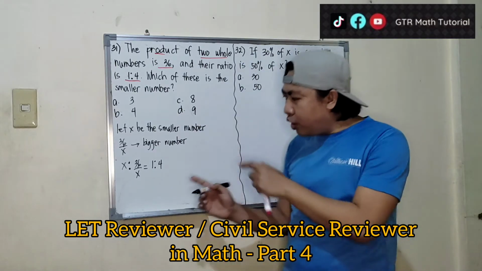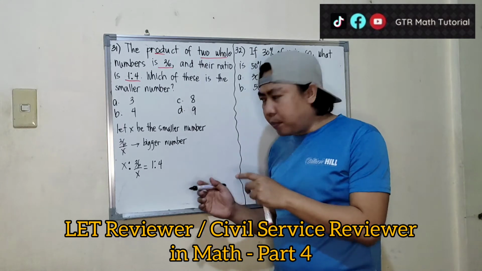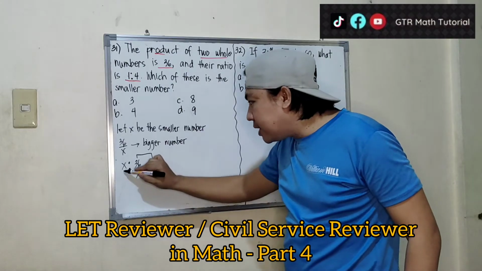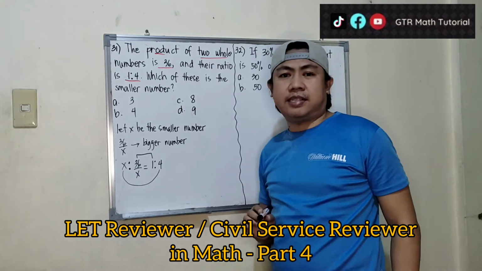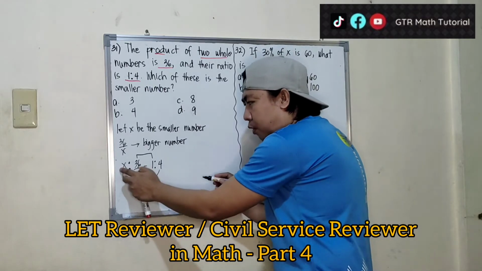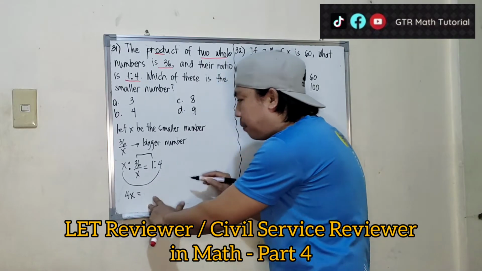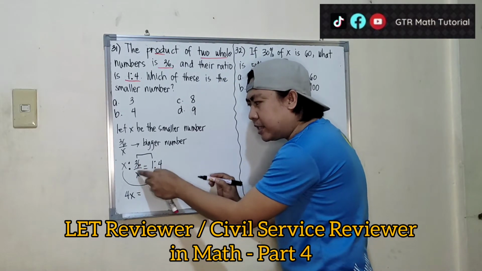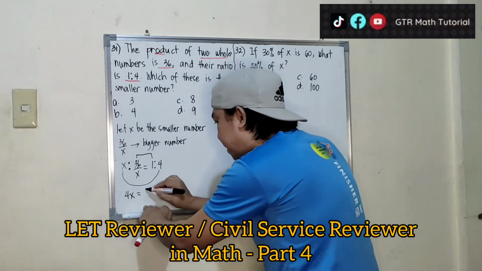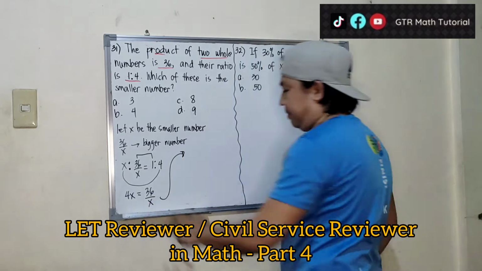Meron tayong ratio and proportion. Paano bang property ng ratio and proportion? Kailangan daw ang product ng means, yung nasa gitna, ay equal sa product ng extremes, yung nasa labas. So, multiply lang natin. We have x times 4, so that is 4x, equals product nung nasa loob naman, 36 over x times 1. Bali wala lang itong 1, so ang sagot, 36 over x. Then solve for x.